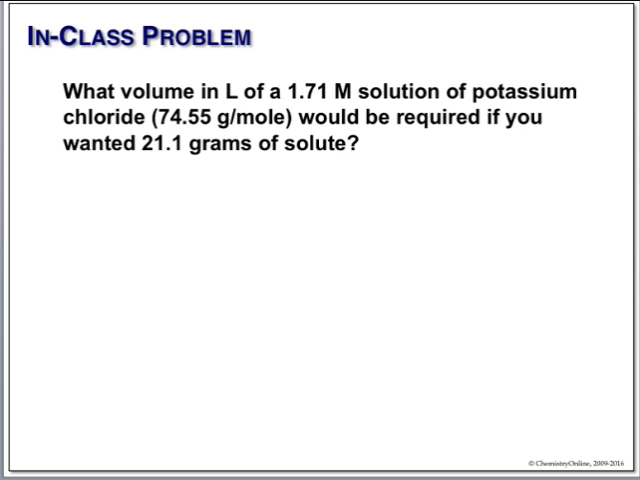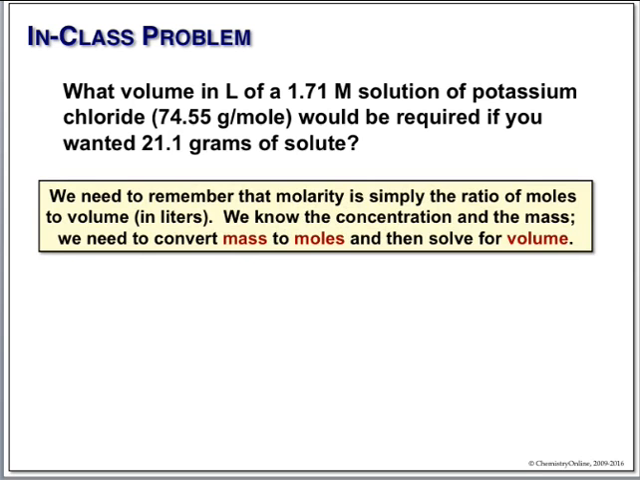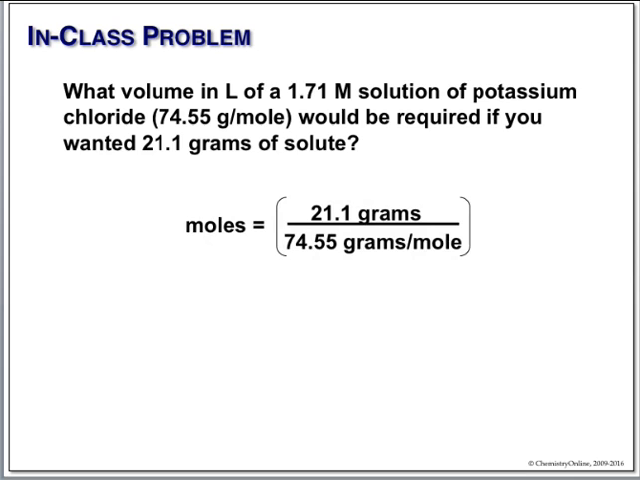So let's think about our logic here. In order to get grams of KCl, we need to know how many moles of KCl there are, right? We are given a concentration, and we're looking for moles. So we're trying to solve here for liters. We want to convert our mass to moles, and then we're going to solve for volume. Mass divided by molar mass gives us moles of KCl. Twenty-one grams is what we're shooting for. Every mole weighs 74.55 grams. Grams cancel. This gives us the number of moles of KCl.